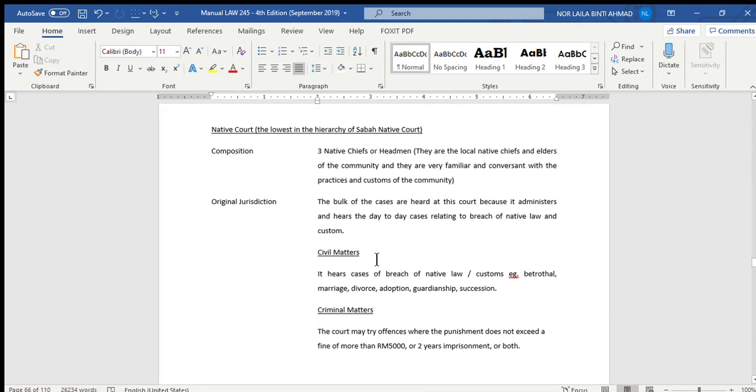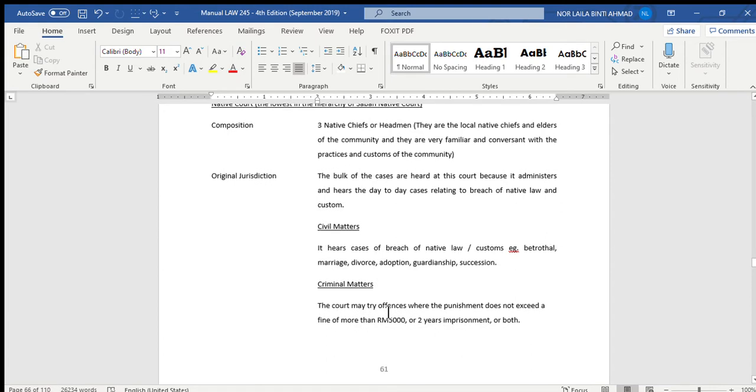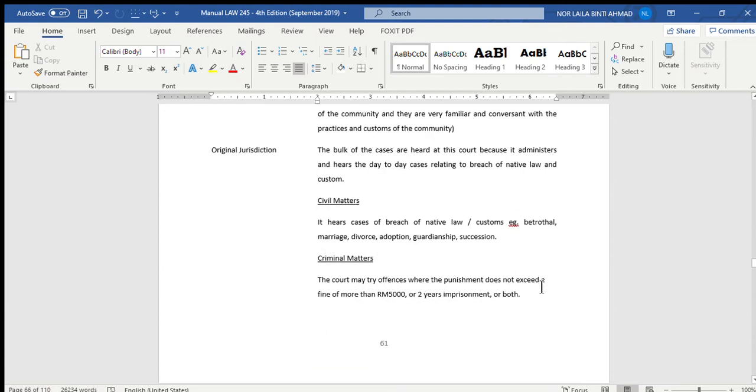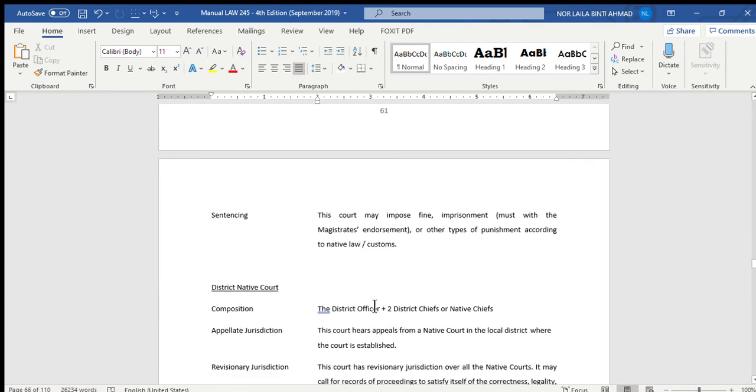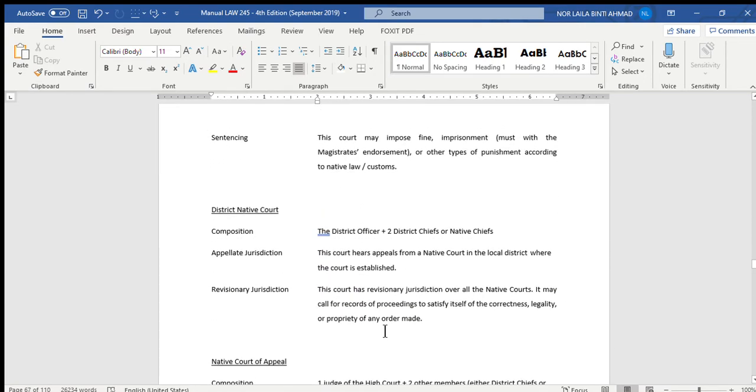For example, in civil matters, it hears cases of breach of native law or custom, for example, betrothal, marriage, divorce, adoptions, guardianships, and successions. For criminal matters, the court may try offences where the punishment does not exceed a fine of 5,000 ringgit or 2 years imprisonment. For sentencing, this court may impose fine, imprisonment, with the magistrate's endorsement, or other types of punishment according to native law or customs.